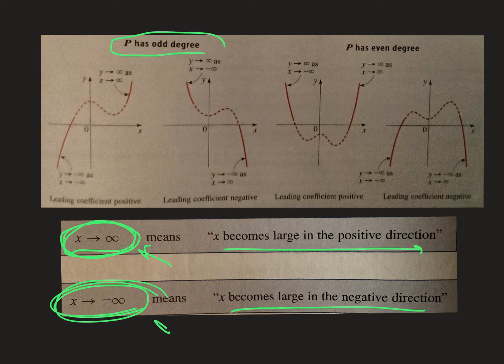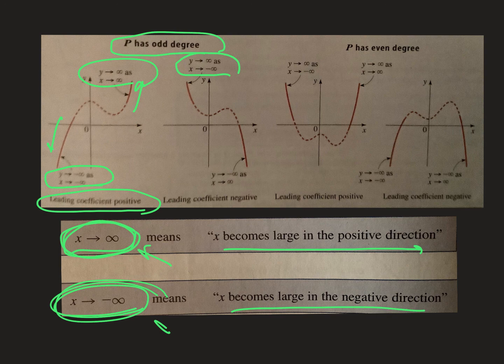If you have an odd degree, and the leading coefficient is positive, hard to read that, leading coefficient is positive, it's going to go down left, up right. That's what we saw in the first slide. And we're going to write it like this. I don't know if you can see that. Right here, obviously, y is going up as x is going right. This is saying y is going down as x is going left.